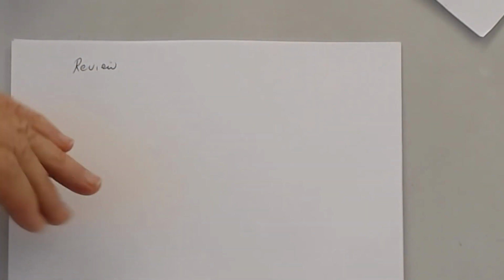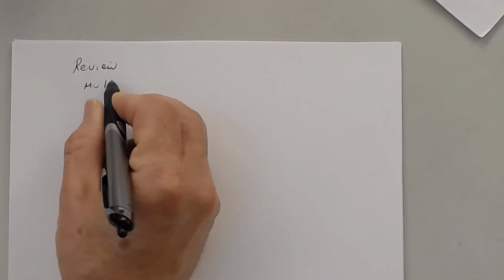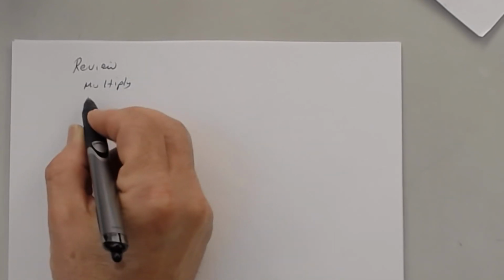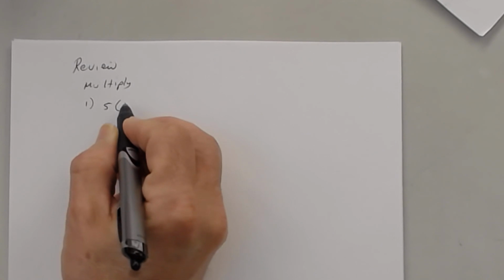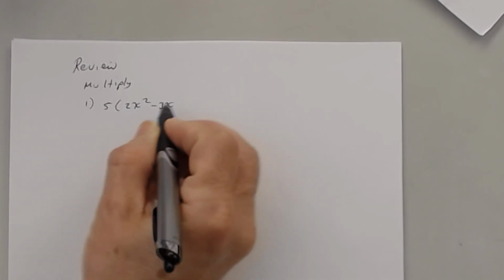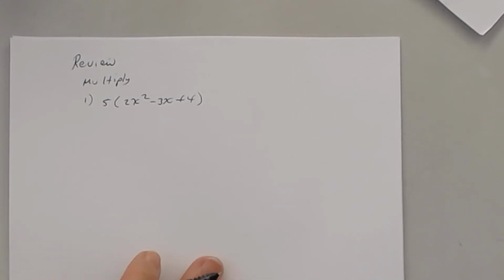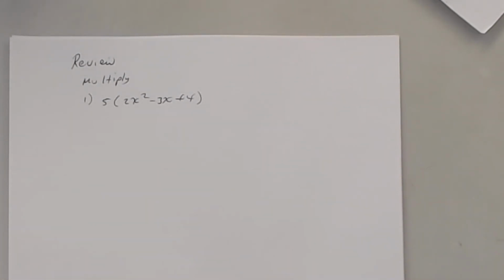All right. So in order to be able to succeed with factoring, and there's a lot of stuff involved with factoring, but one of the things you got to be able to do is these skills from last semester. So one of them is this. Suppose you want to multiply. Let's say number one, it was 5 times 2x squared minus 3x plus 4. Do you remember what you did to multiply that? Distributive property. Use the distributive property.